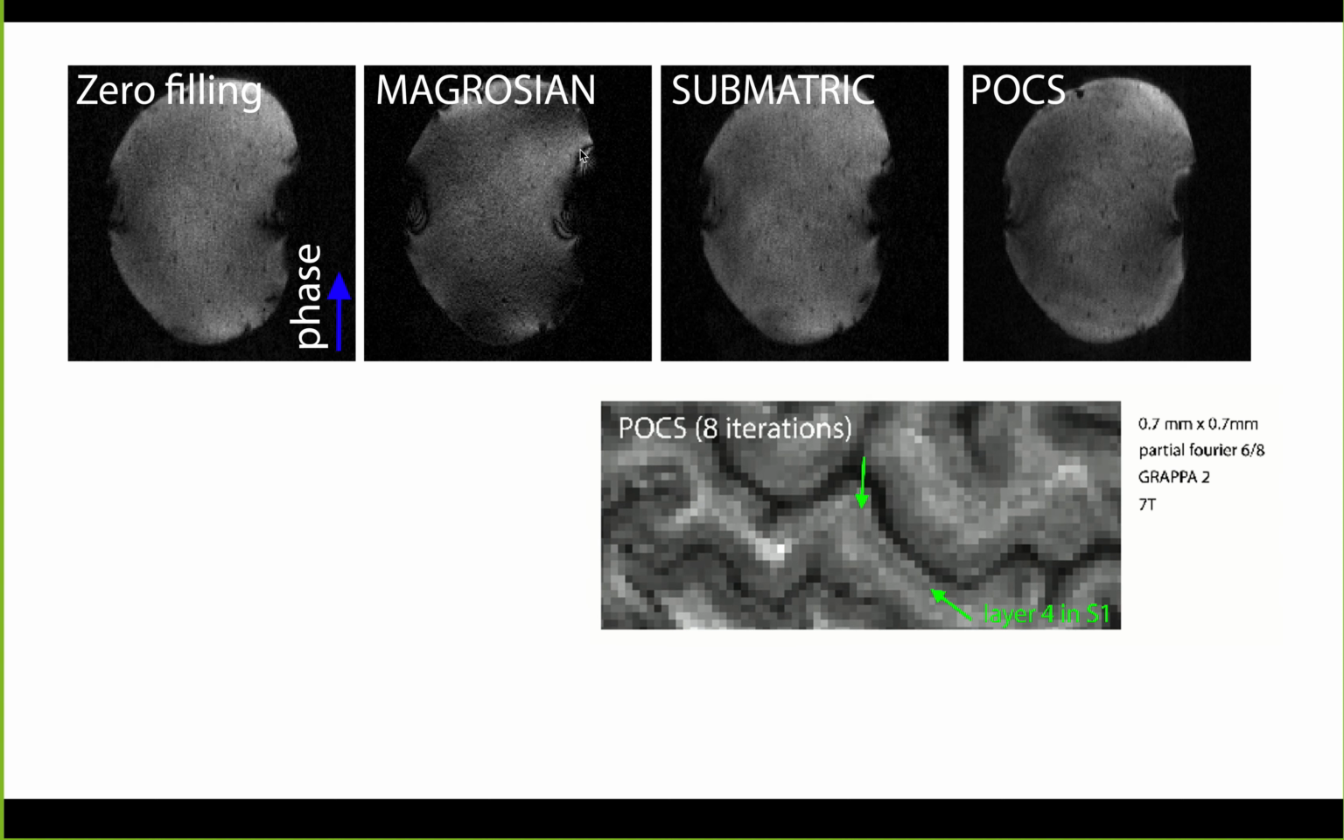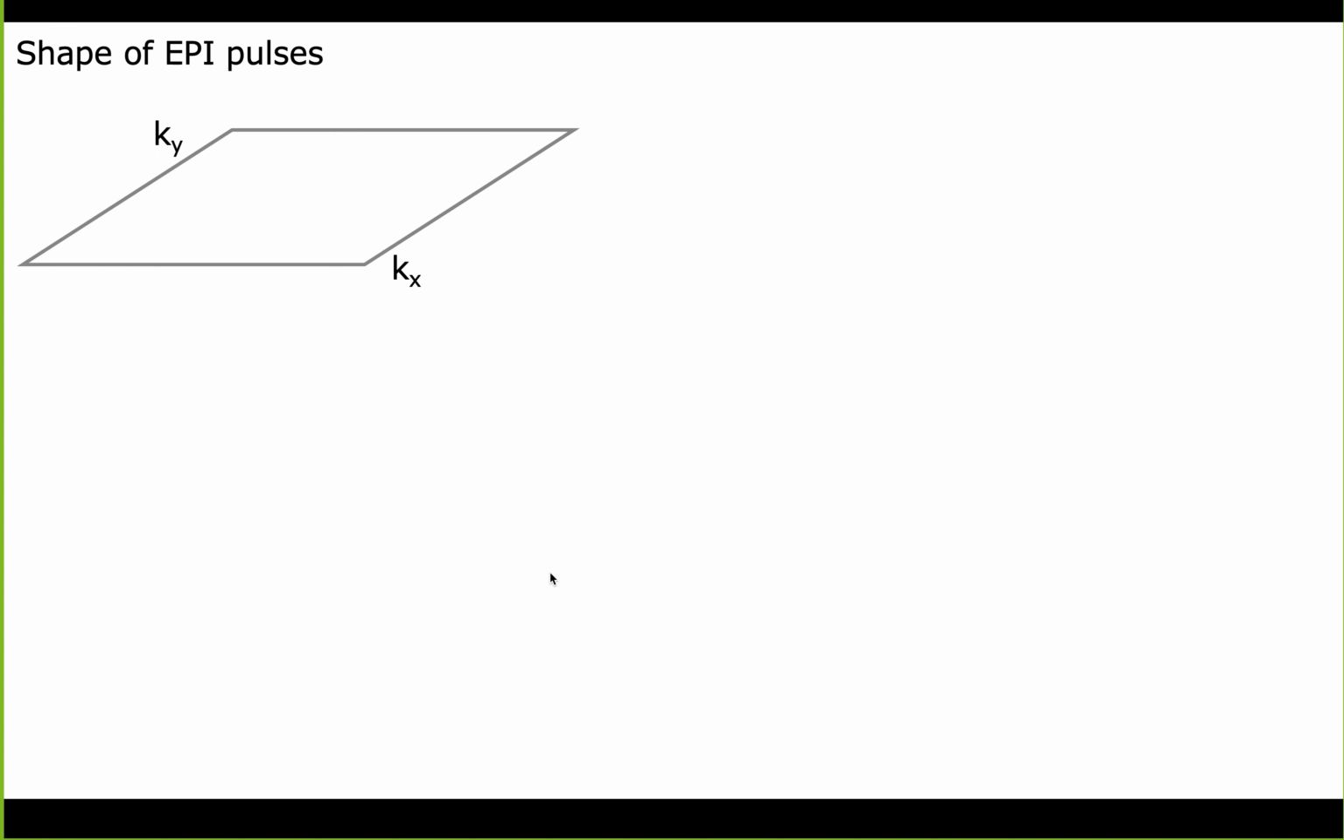However, you see that the entire thing is much more sensitive to B0 inhomogeneities. We have these dark rings. In some areas, the signal is completely gone. So obviously, we don't want to use the Magrosian algorithm either. So the POX algorithm is some kind of compromise between all of them. And if you use 8 iterations, then you can see that here, for example, in the primary sensory cortex, these darker voxels that probably refer to layer 4 are better visible if you use the POX as opposed to zero filling. So that's why I recommend you to use the POX reconstruction algorithm.